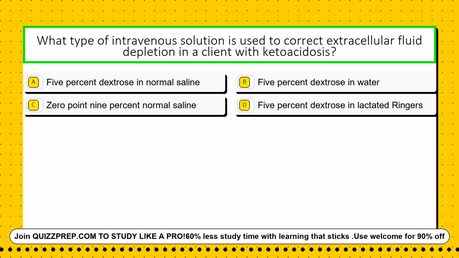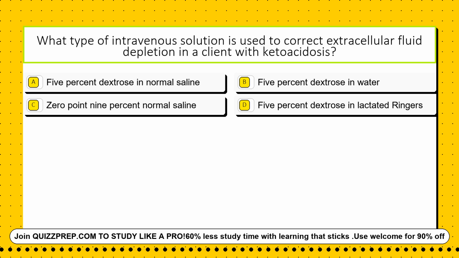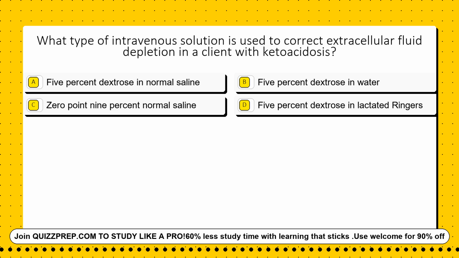Question 20. What type of intravenous solution is used to correct extracellular fluid depletion in a client with ketoacidosis? Option A, 5% dextrose in normal saline. Option B, 5% dextrose in water. Option C, 0.9% normal saline. Option D, 5% dextrose in lactated Ringer's.